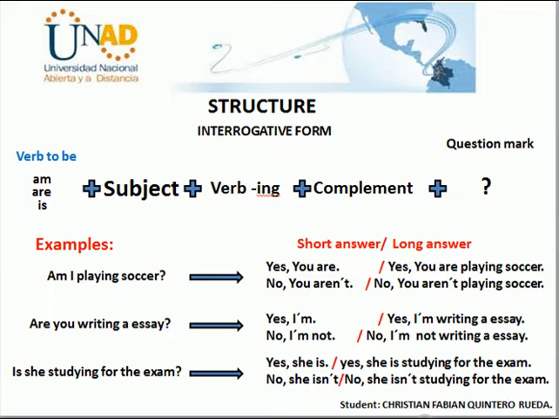Examples. Am I playing soccer? There are two ways to make an answer, the short way and the long way. The short: yes, you are. And the long: yes, you are playing soccer. The next example: are you writing an essay? Yes, I am, or no, I'm not. Or the long way: yes, I'm writing an essay, or no, I'm not writing an essay.